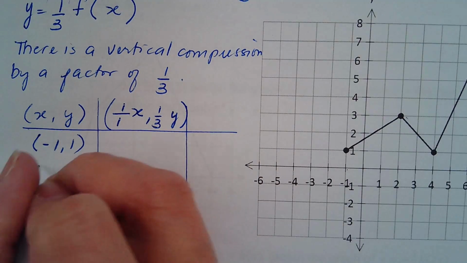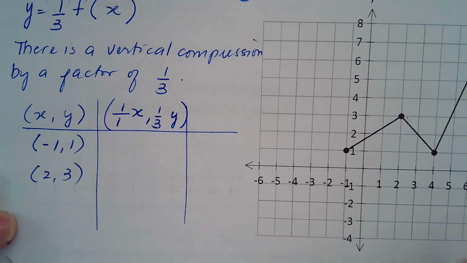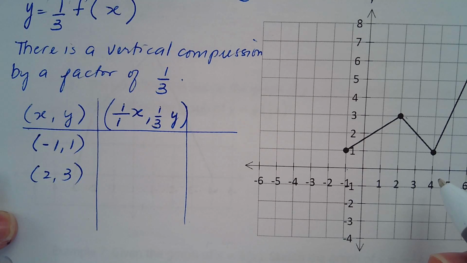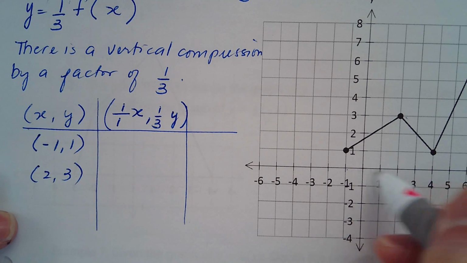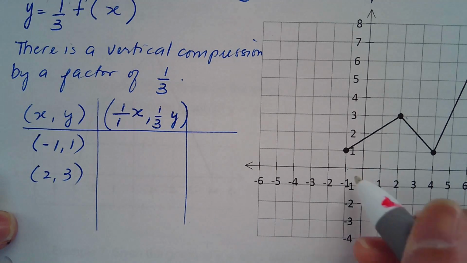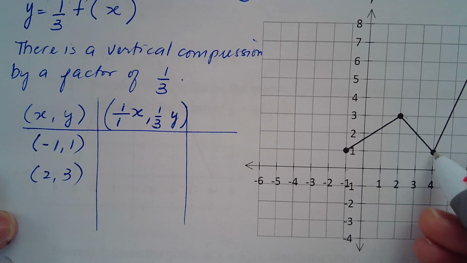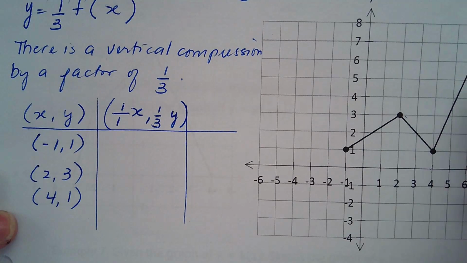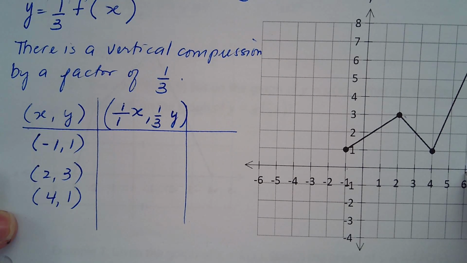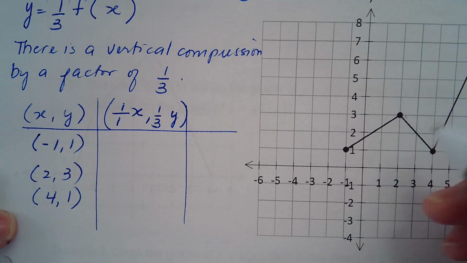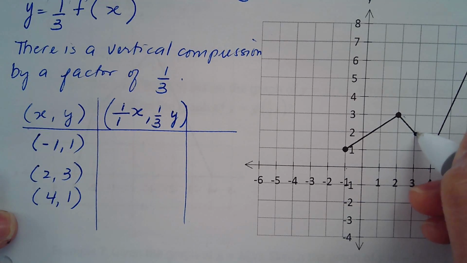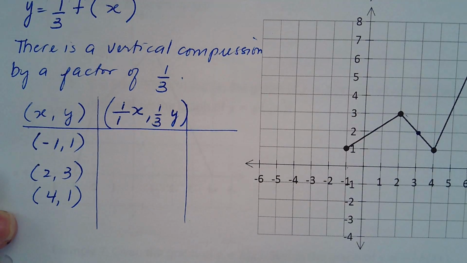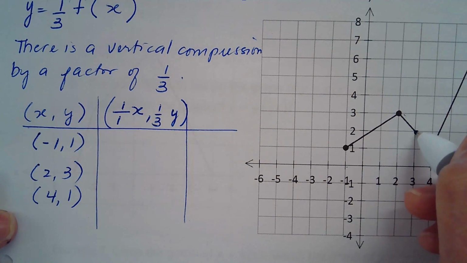2, 3. Yeah, 2 and then 3, and then the other one is 4, 1. 4, 1. And then the next one is 6. What about 3, 2? 3, 2, yeah. Oh, right here. You said 3, 2 right there? Yeah. Oh, okay. Yeah, we could do that too.